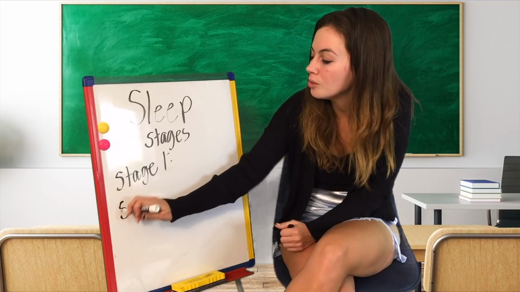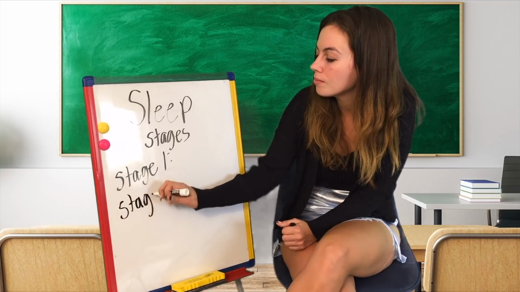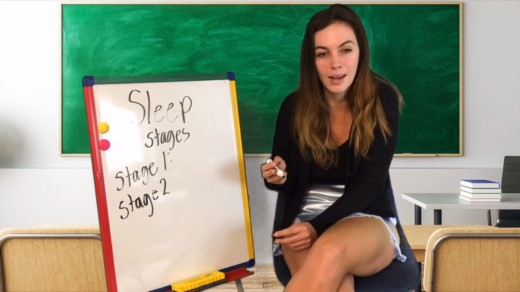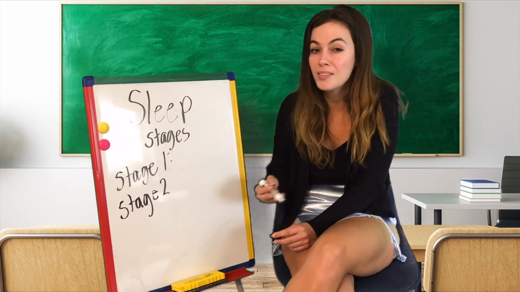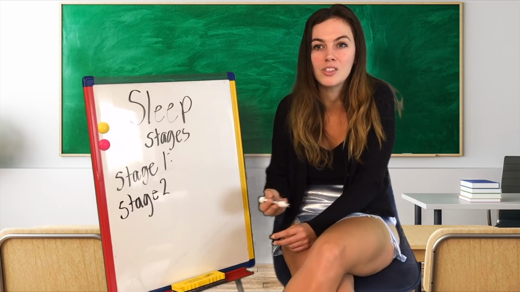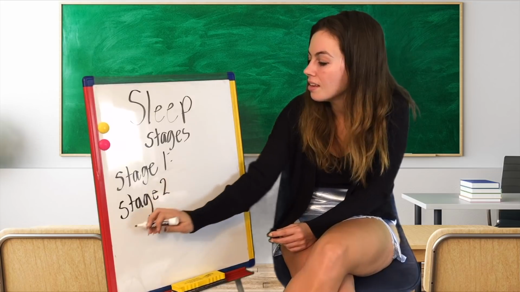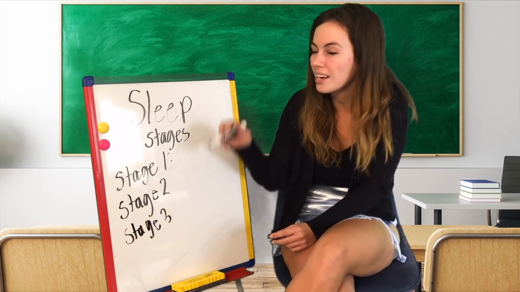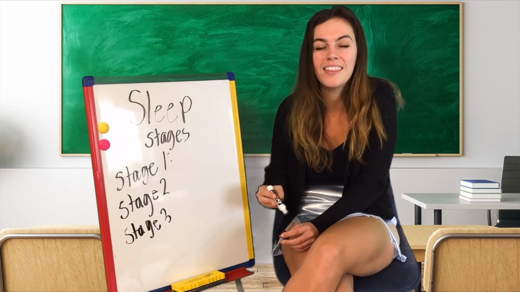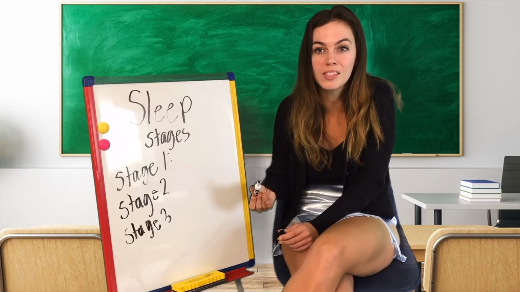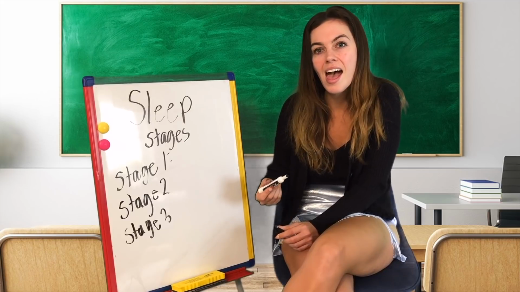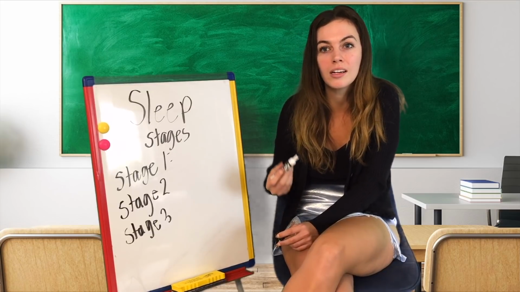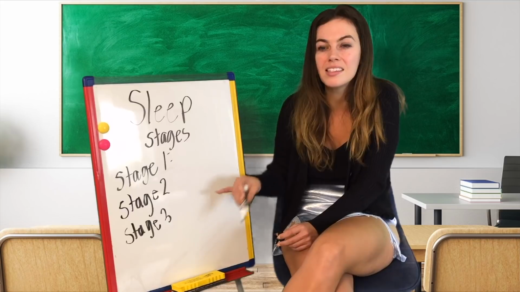We have stage 2. In stage 2, the eye movement stops, and brain waves are slower. You get the occasional burst of rapid waves. And then we have stage 3, going deeper and deeper. This is extremely slow waves, which are called delta waves, interspersed with smaller, faster waves. This is considered deep sleep.